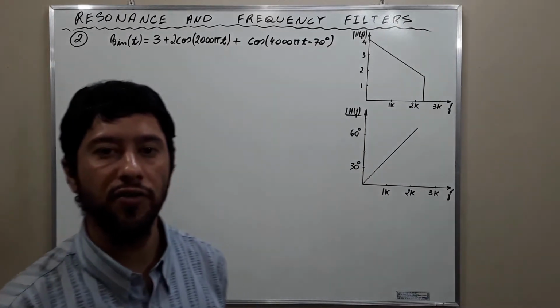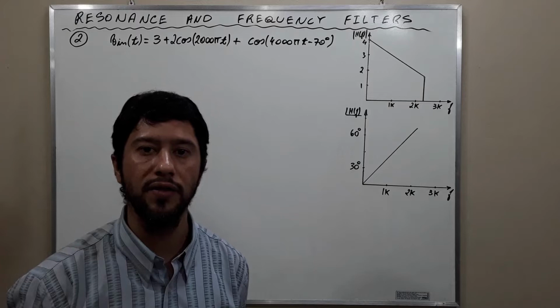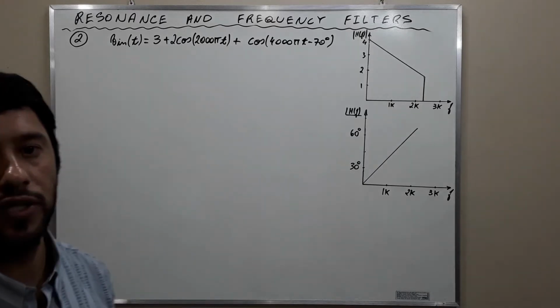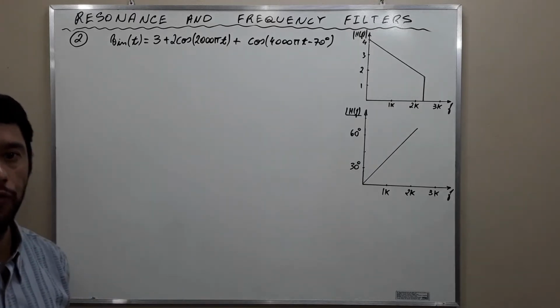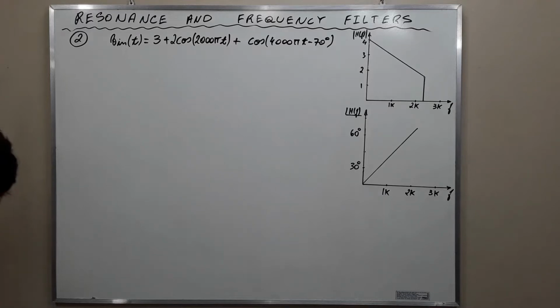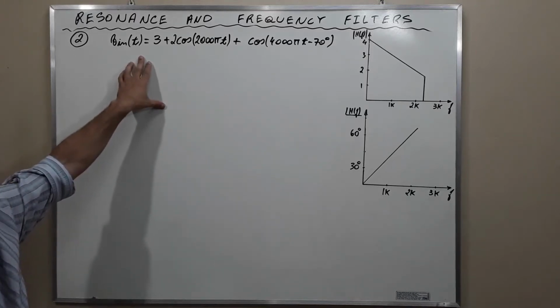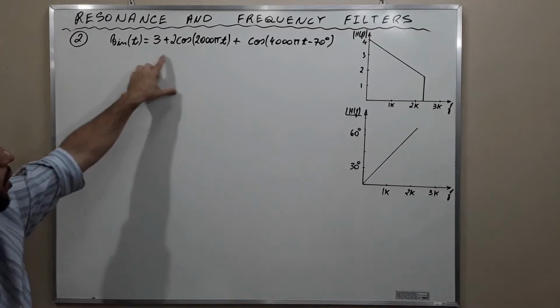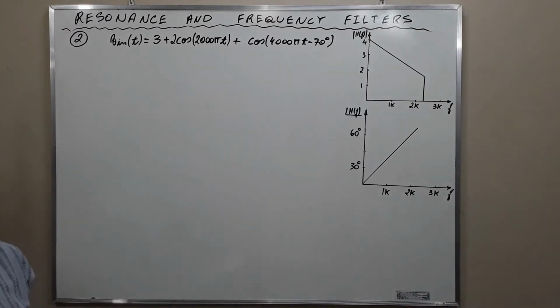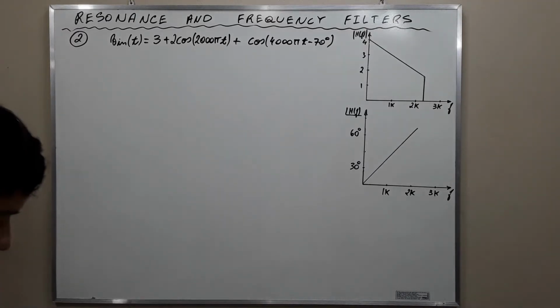Now, let's extend what we learned in exercise 1 to a signal with multiple frequencies. Exercise number 2, for the transfer function of the previous exercise, find an expression for the output signal if the input signal is this, a signal with components in different frequencies. Let's go to the solution.